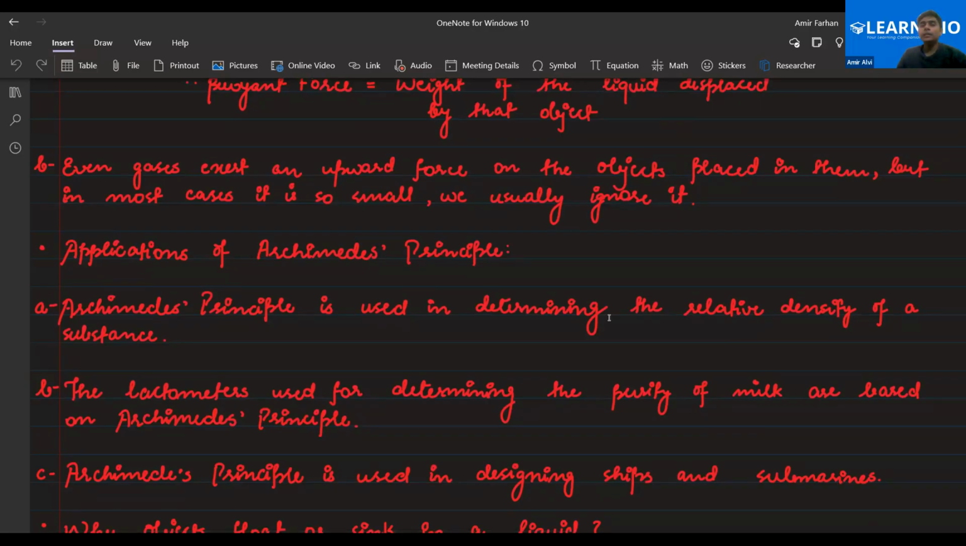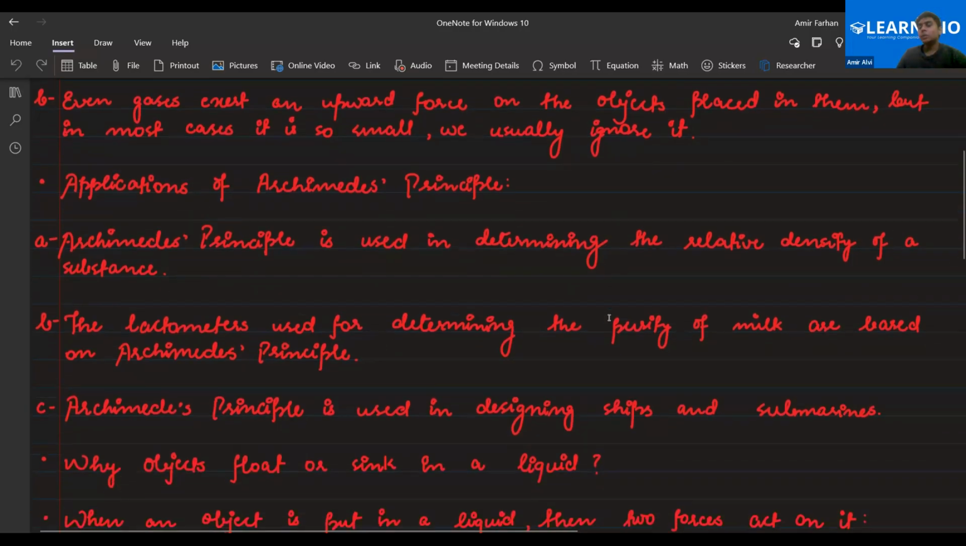These meters are used by food safety officers, and also by some companies that work with dairy products. So lactometers are also based on the Archimedes principle. Next, the Archimedes principle is used in designing ships and submarines. So this is also an application of the Archimedes principle in real life.